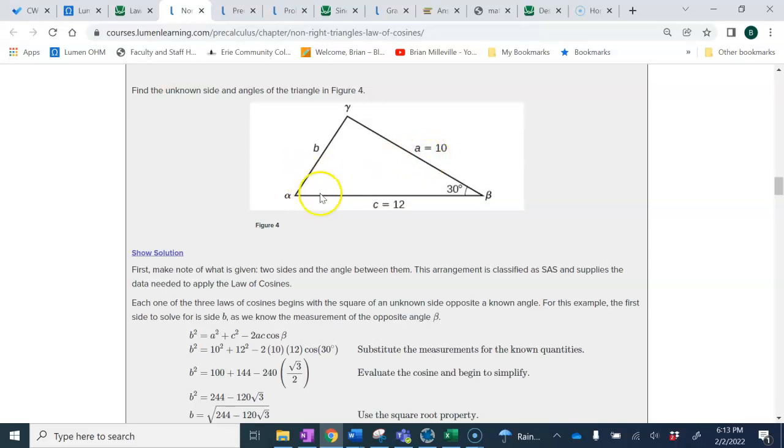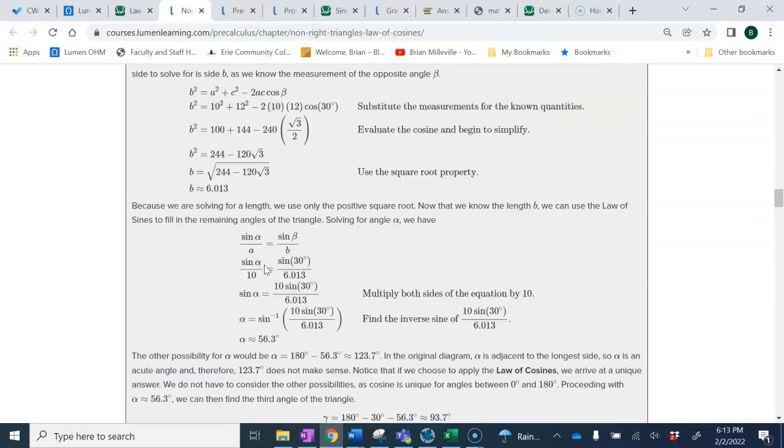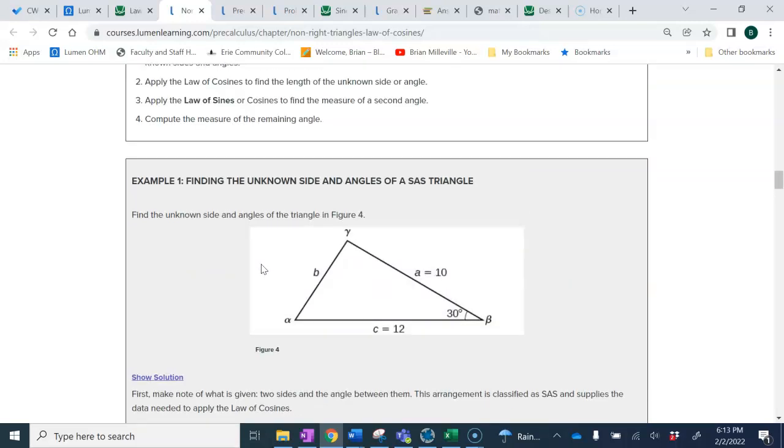That cannot be 123 degrees, right? The largest angle has to be across from, or corresponding to, the largest side of the triangle. So it's very cut and dry in this example which one to take and which one to reject. It was not as cut and dry in the example that we did. All right, that's it for this video.